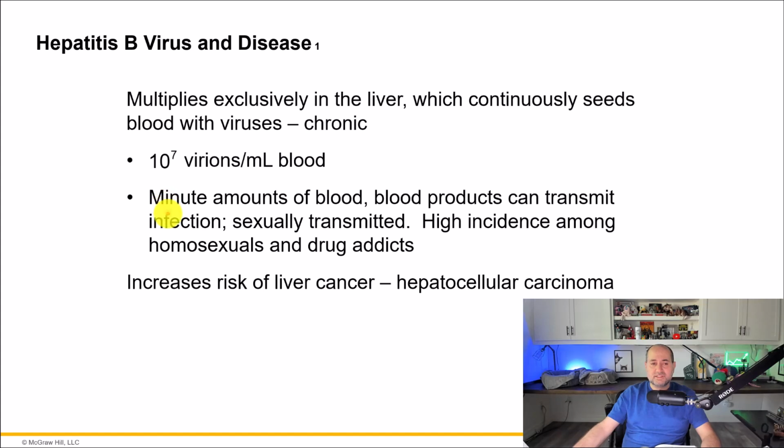And the way it can spread is by blood. Minute amounts of blood can spread the disease. Blood products can transmit the infection, like shared needles, for instance, or sexual transmission as well. Hepatitis B also increases the risk of liver cancer, which is known as hepatocellular carcinoma.